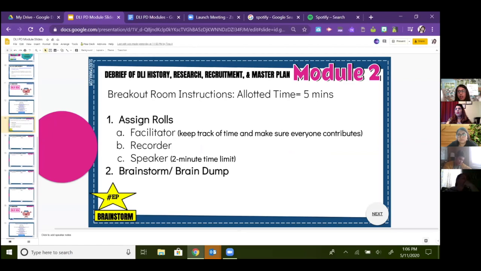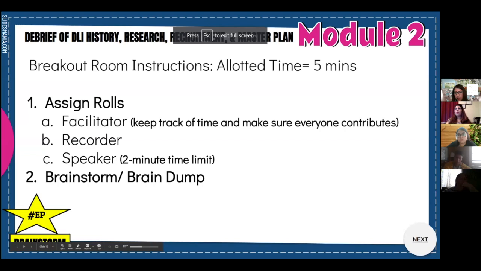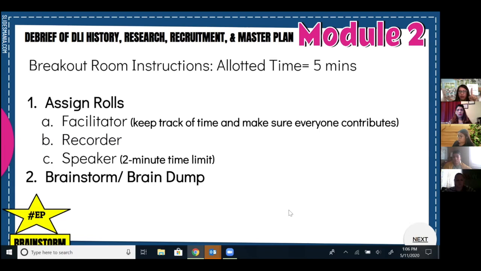So today I'm going to have you in breakout rooms to have a reflection conversation. One of you will be the facilitator, who's in charge of keeping track of time and making sure that everyone contributes to the conversation. One of you will be the recorder, the person that's going to type into the slide that I'll show you in just a second. And then one of you will be the speaker. I put a 2-minute time limit here, but because it's just one group, if it goes a little over, that's okay.